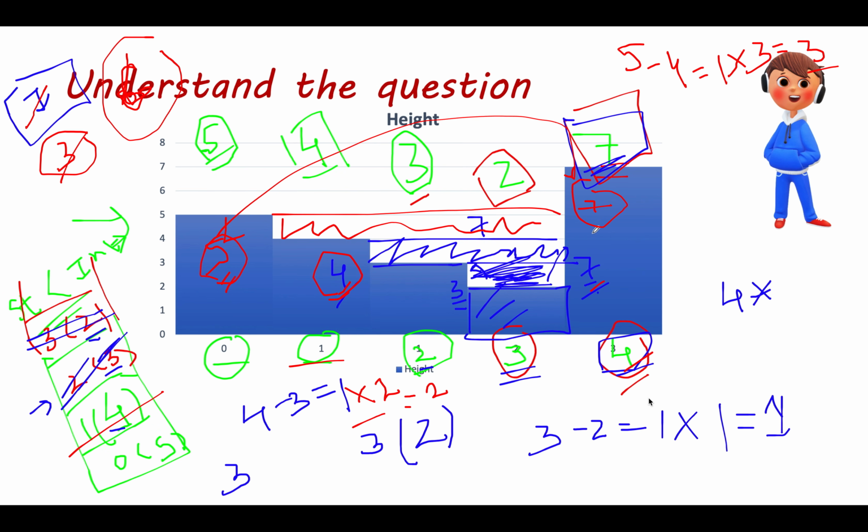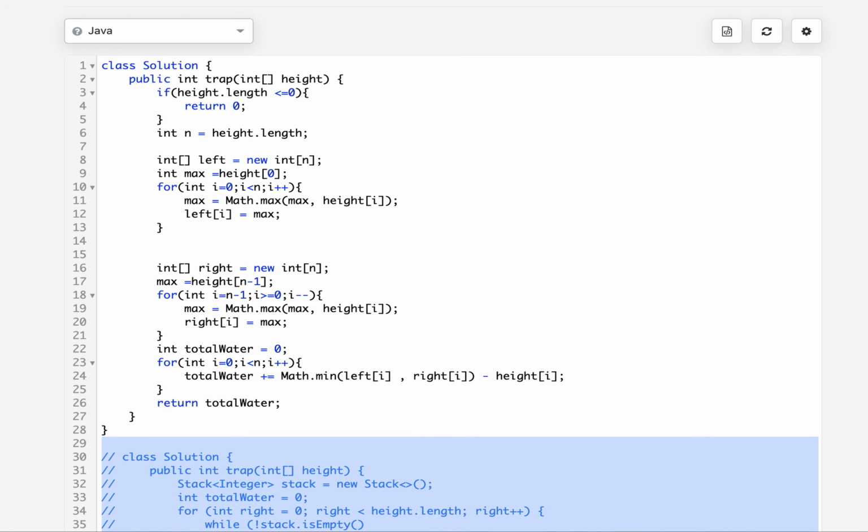So moving on to the coding section. Let's try and solve it by the first approach, which is easier to code, easier to understand. I have taken a variable n that calculates the length of the input array, and if that is less than or equal to 0, we'll return 0. And I have taken another array, left, that will help us identify the leftmost boundary where water will be trapped, and a variable max which is equal to the height of the 0th index.